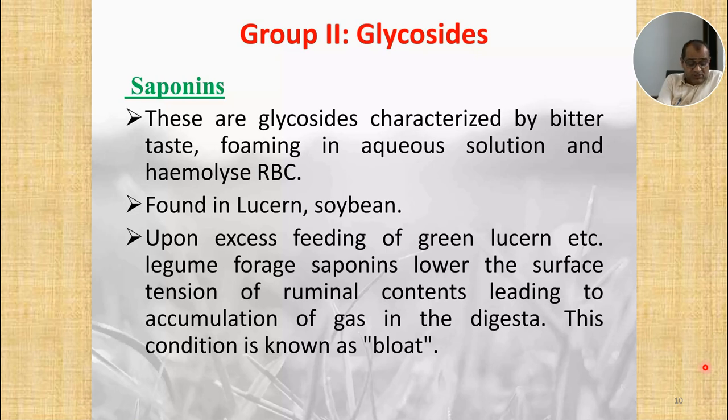This condition is very well dealt with, and the lines of treatment are many, and immediate attention of a veterinarian is required to relieve the frothy bloat. Bloat is always called frothy bloat, whereas tympany is the one in which froth is not present and simply gas is trapped in the rumen. That's also a dangerous situation. But the treatment of tympany may be done to some extent simply, whereas the treatment of bloat is a difficult task.